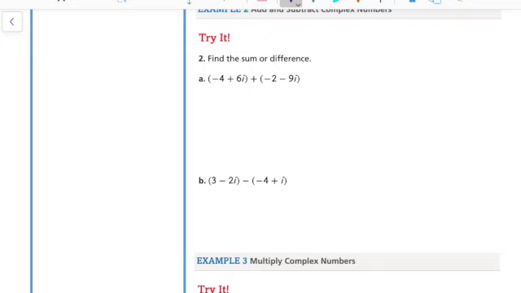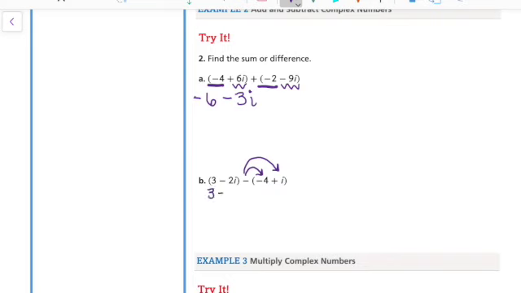Adding and subtracting comes next. You would add and subtract this just like you would combine like terms. Same idea. So negative 4 plus negative 2 is negative 6. 6i plus negative 9i is negative 3i. Well, that was easy.